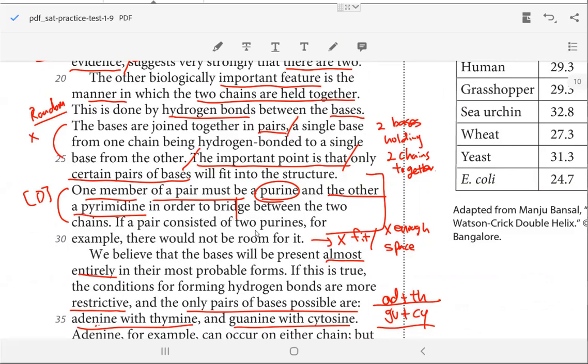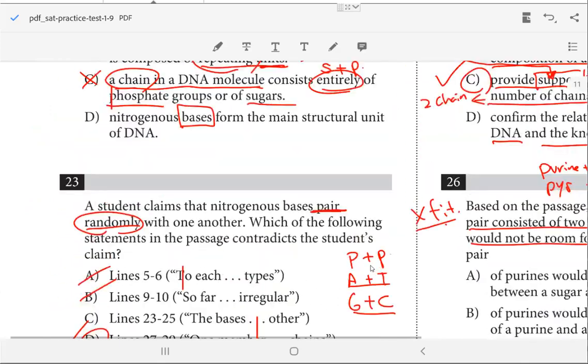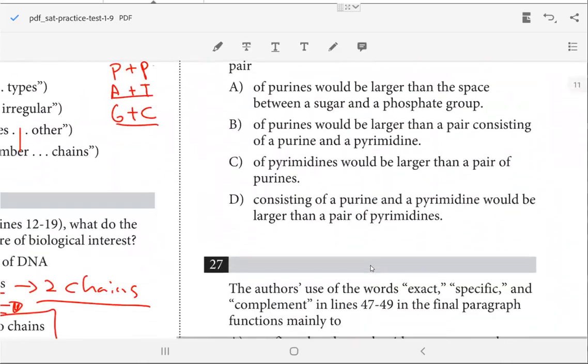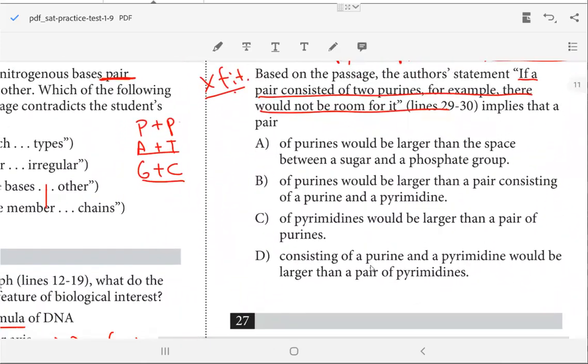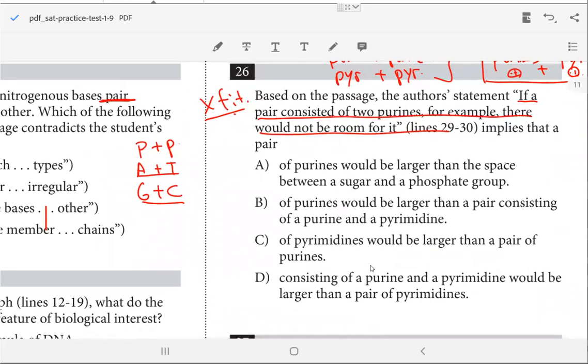So 스페이스가 부족할 거다. 이제 이런 뜻으로 쓰인 거죠. 퓨린이 두 개면 스페이스가 부족해서 딱 핏이 안 될 거다. 오케이? 자, 그럼 어떤 결론을 낼 수 있나요? Inference. A.